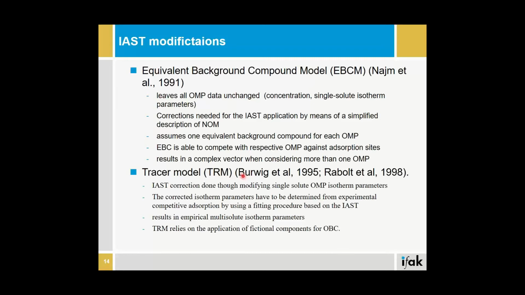What does that mean? Basically, that when I want to get the isotherm parameters, I do the experiments within the full wastewater matrix. So I will be testing the micropollutant adsorption in the presence of other micropollutants and organic matter as well. This will result in empirical multisolute isotherm parameters. And another thing: for describing the organic matter, the TRM relies on the application of fictional components for OBC.